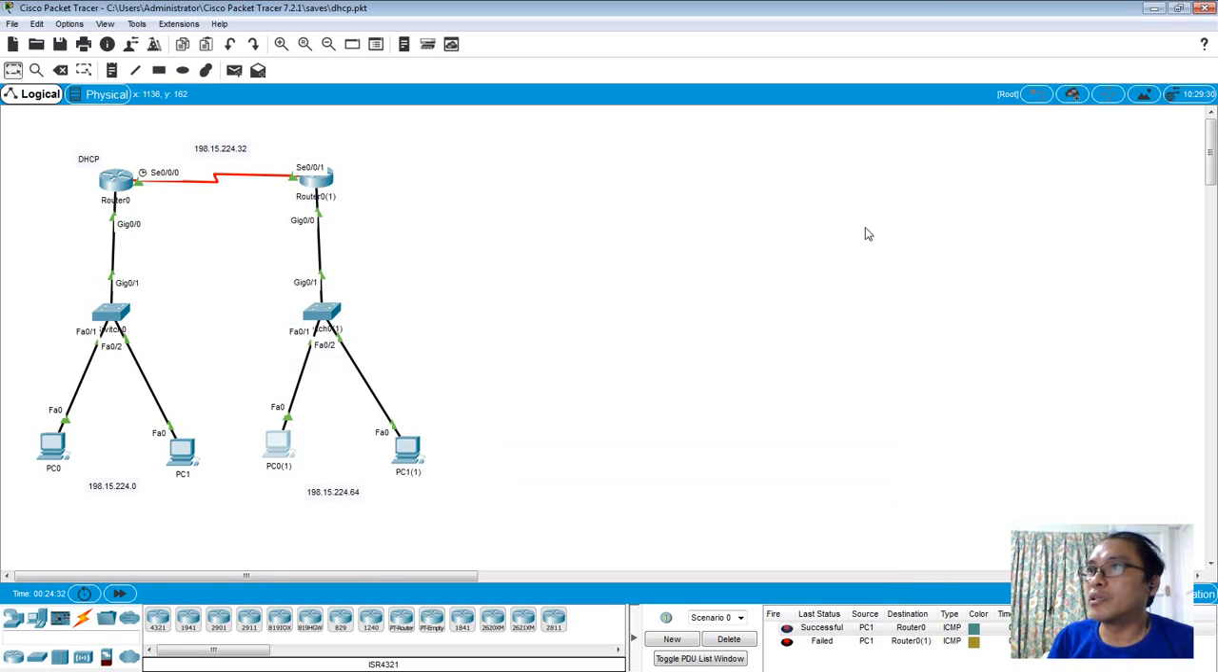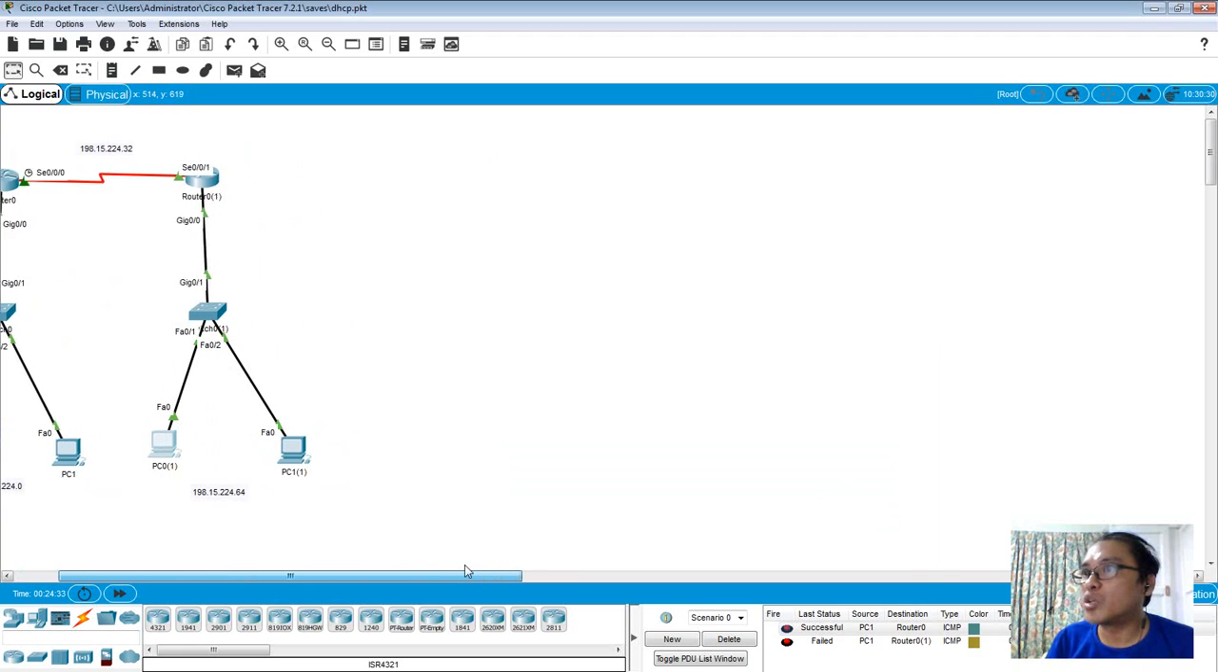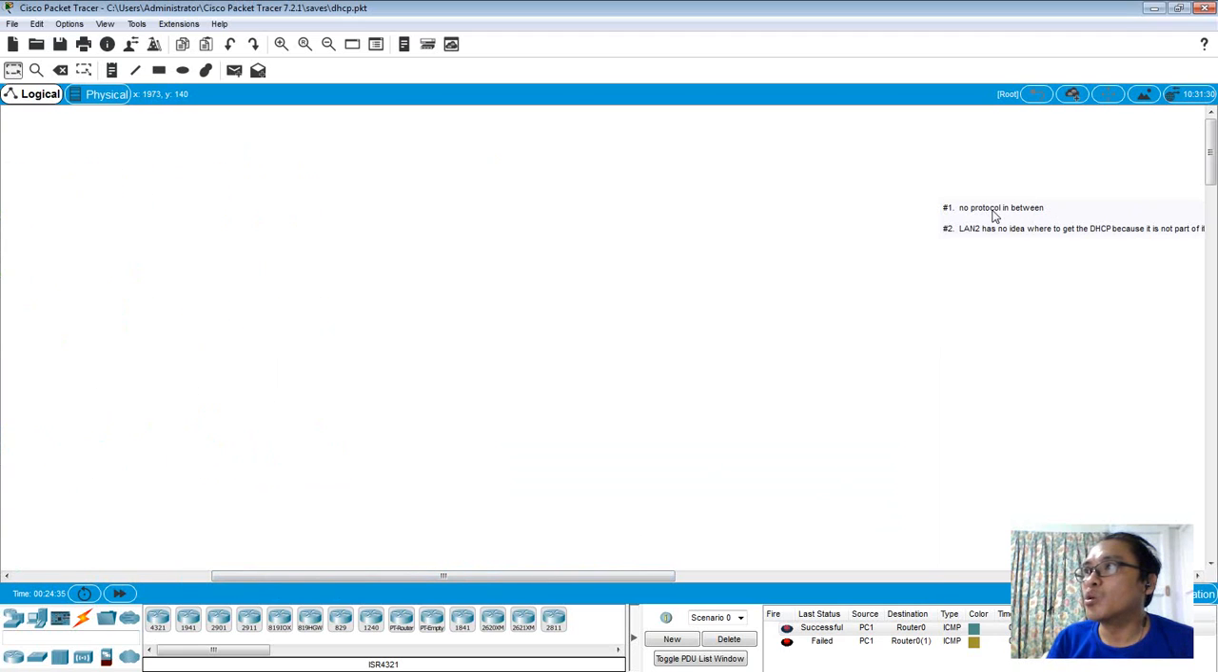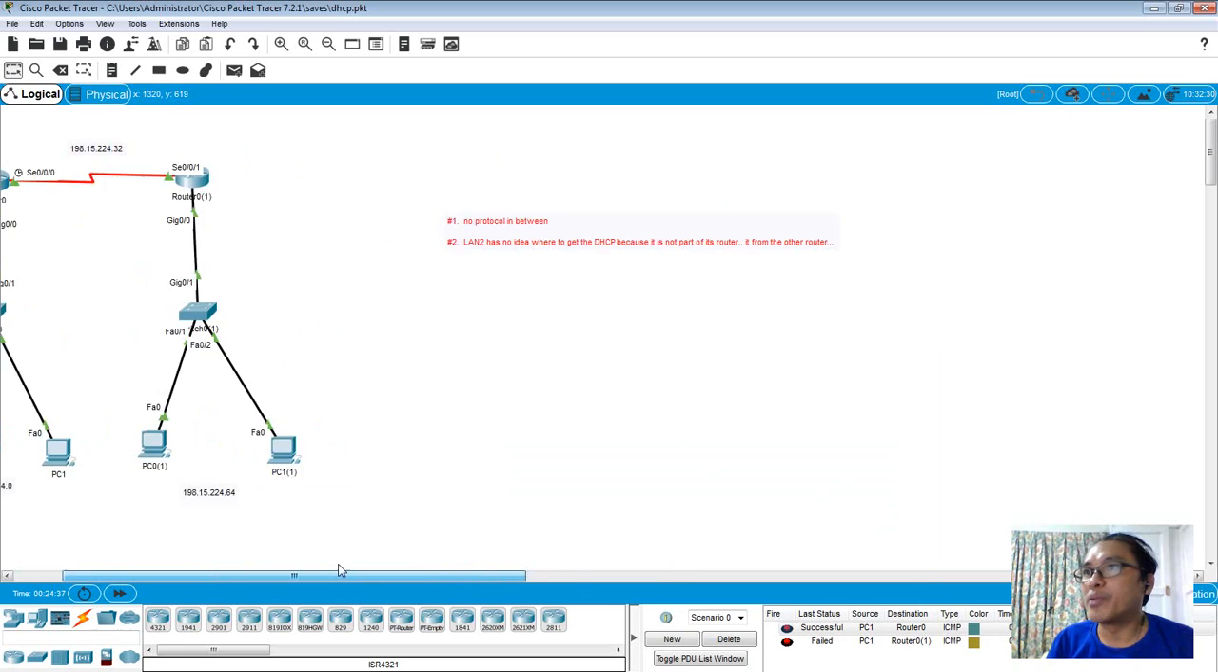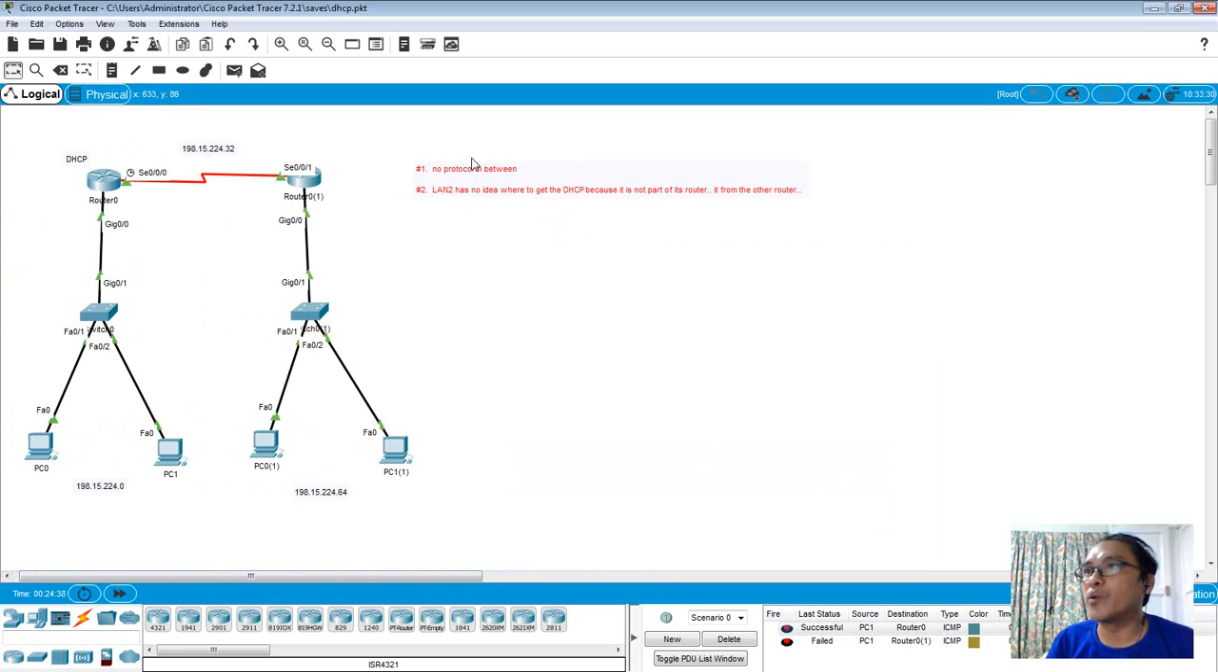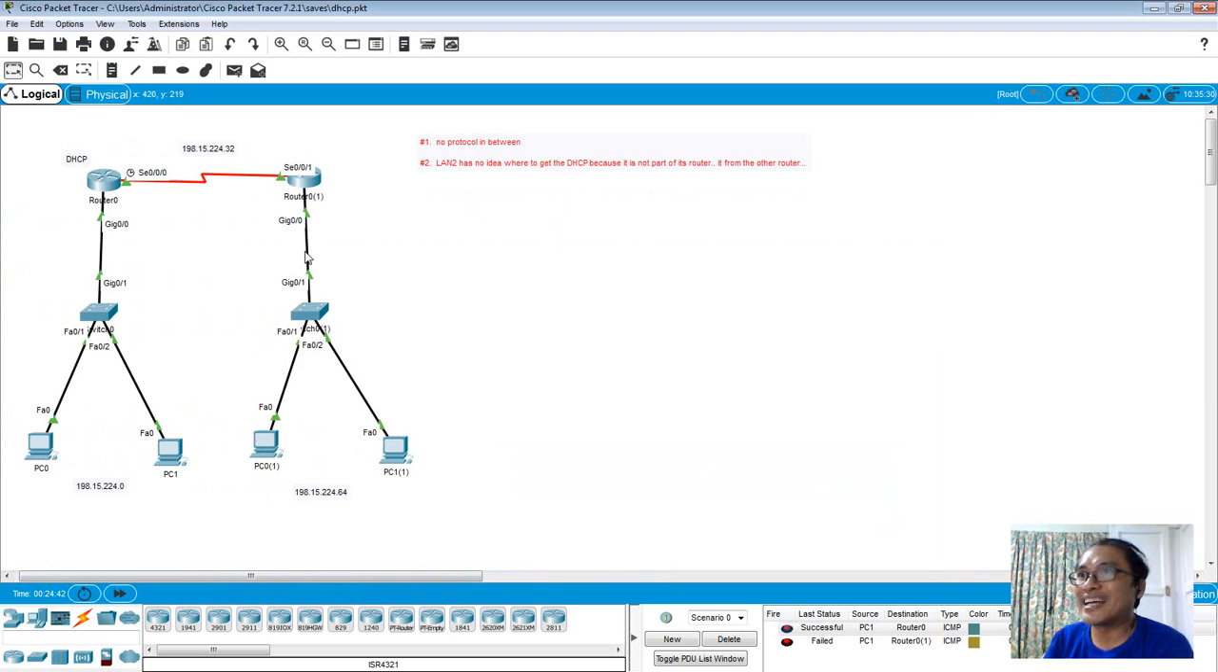And why? So these are the two questions that we need to answer. Basically there are two reasons why this group of computers, or network, cannot find the DHCP server. Number one, there's no protocol in between. We did not put protocols between the two routers. It's imperative that these two routers should have protocol.